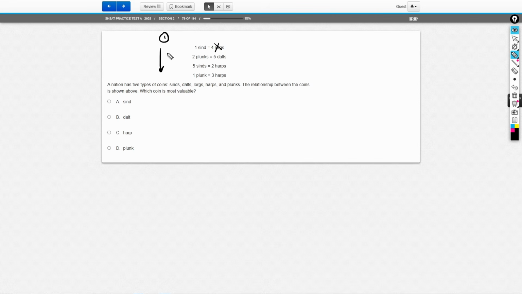All right, round 2. We have the Plunk versus the Dalt. Okay, exciting. So 2 Plunks is equal to 5 Dalts. So if 2 Plunks is equal to 5 Dalts, that means that 1 Plunk is equal to 2.5 Dalts. So what is more expensive? What's worth more, a Plunk or a Dalt? Obviously a Plunk, because it's worth more than 1 Dalt. It gives you 2.5 Dalts. It's more valuable.